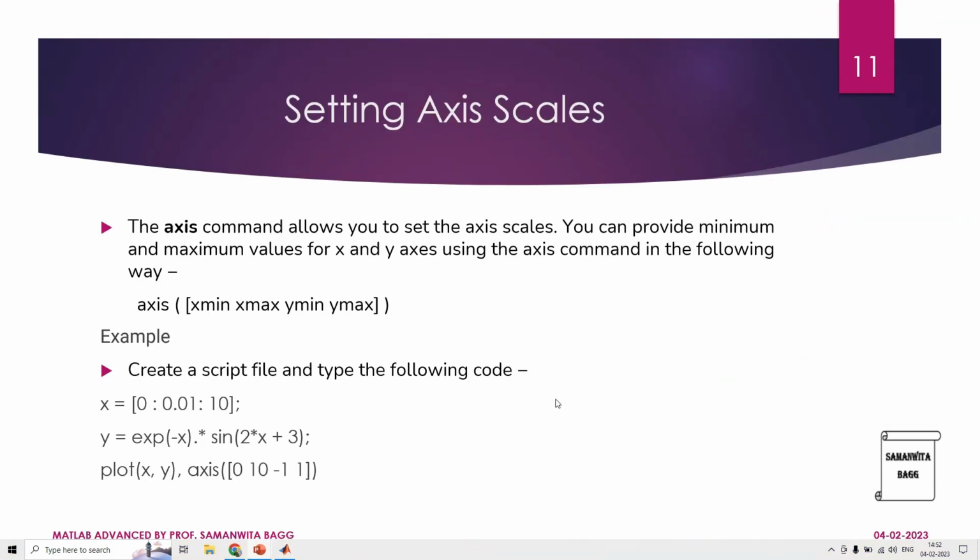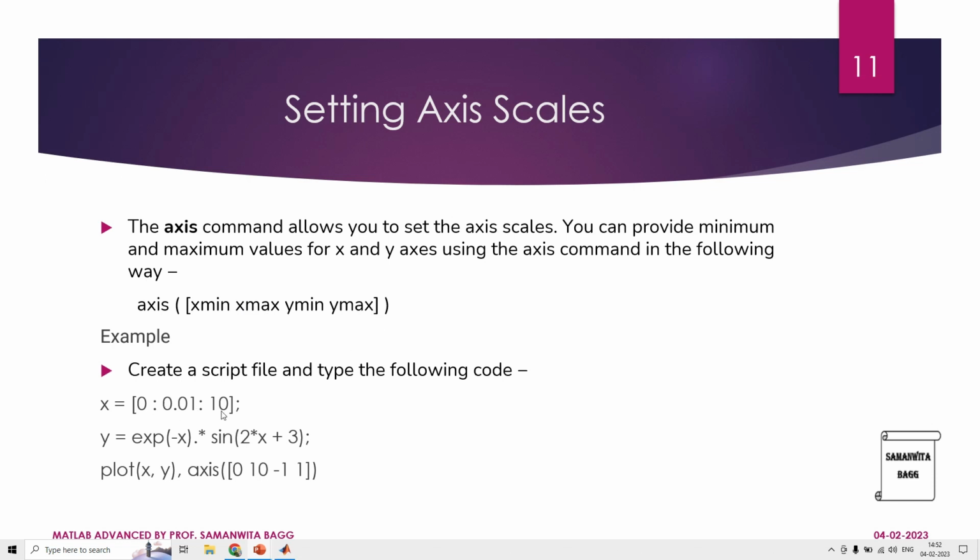Next we'll go for setting the axis scales. The axis command allows you to set the axis scales. You can provide minimum and maximum values for x and y axis using the axis command in the following way. Axis x minimum, x maximum, y minimum, y maximum.